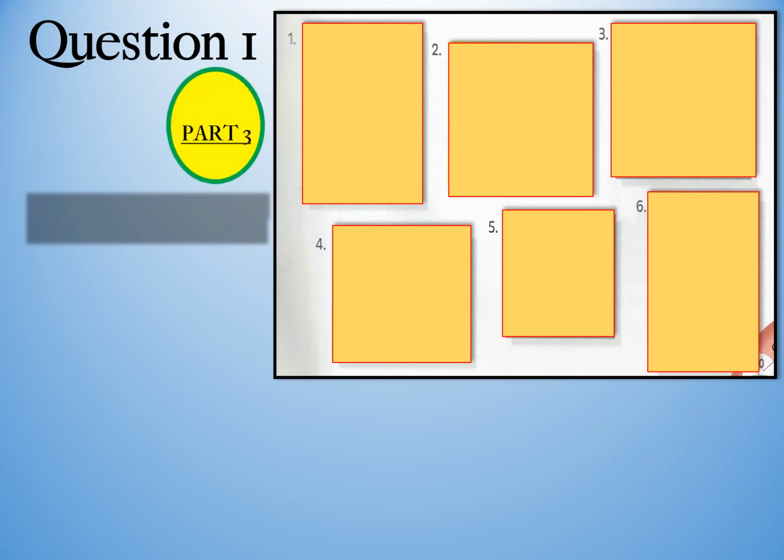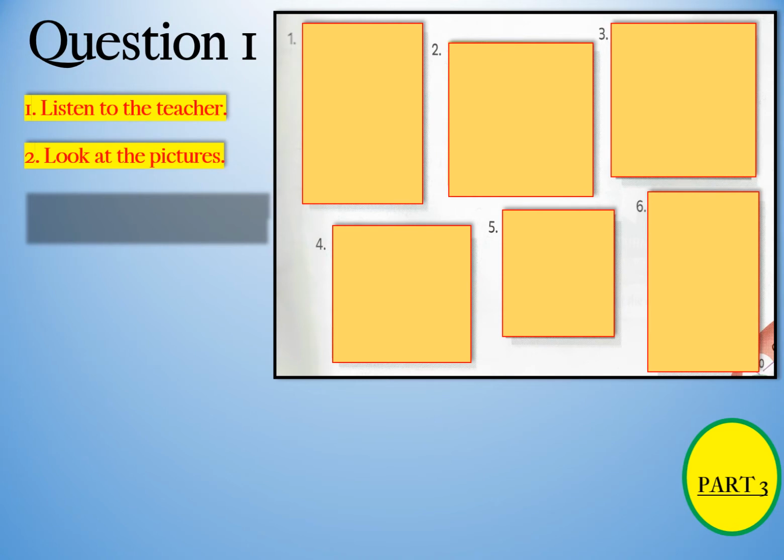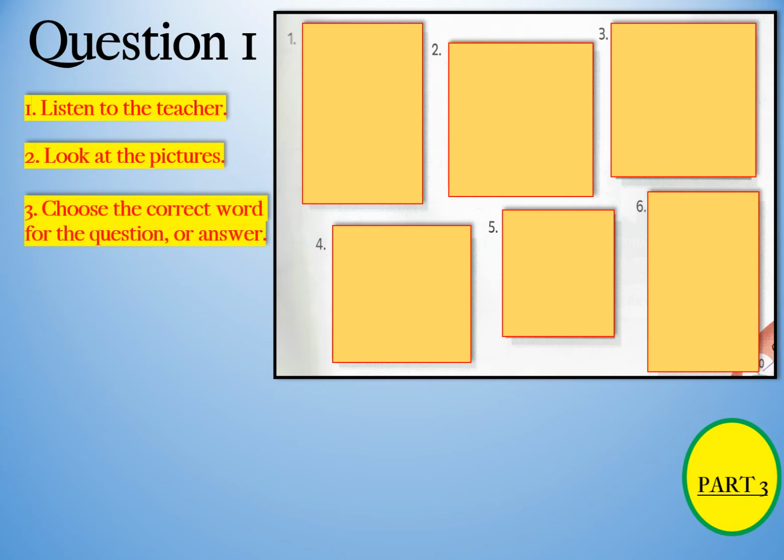Part 3. Part 3 is about question 1. Let's just put that down here so he doesn't get in the way. You must listen to the teacher, that's me, I'm going to talk. You must look at the pictures. The pictures are under the yellow boxes.